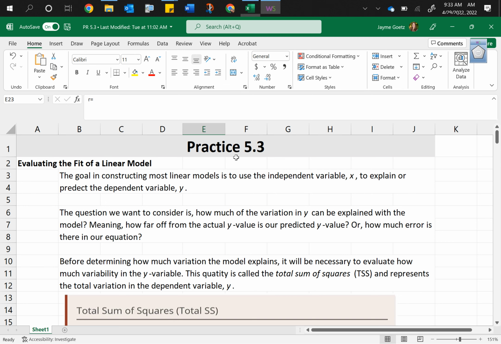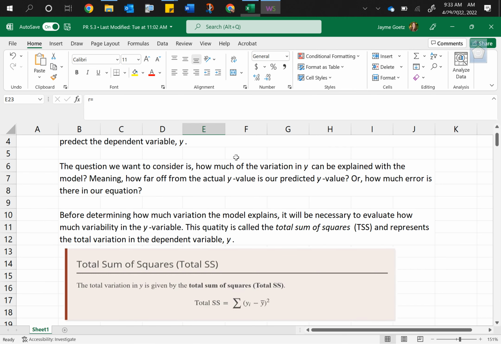Okay, so today we're going to be evaluating the fit of a linear model. The goal in constructing most linear models is to use the independent variable x to explain or predict the dependent variable y. We know this, no big deal. The question we want to consider is how much of the variation in y can be explained with the model, meaning how far off from the actual y value is our predicted y value.